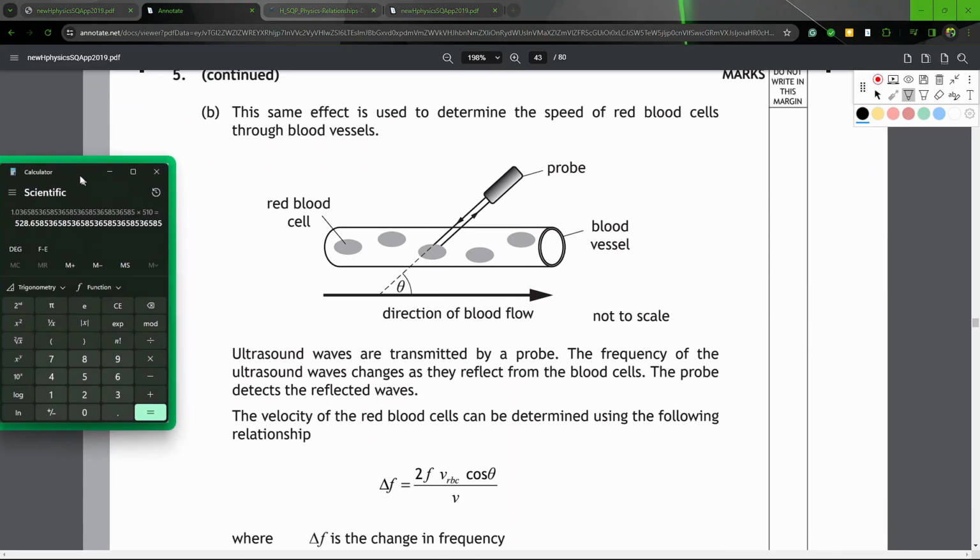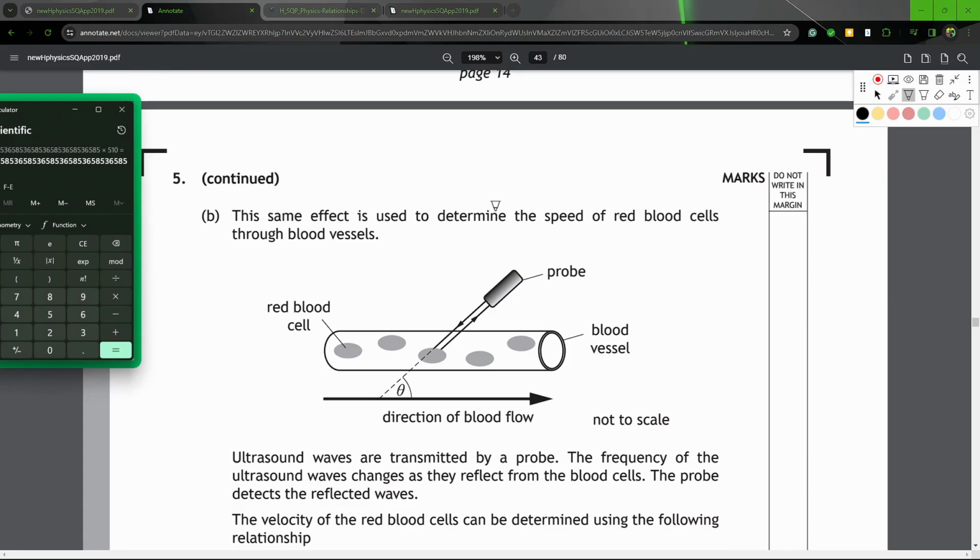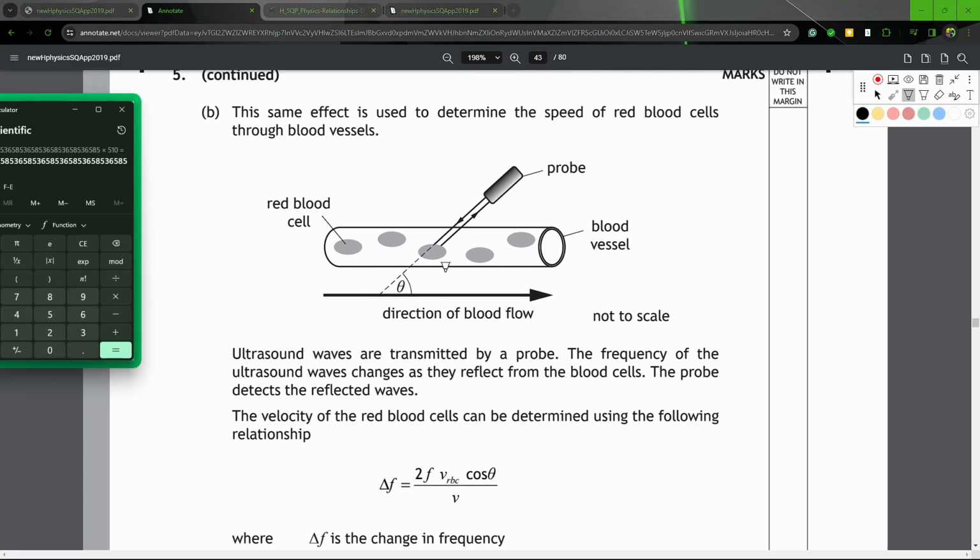Moving on to B. The same effect is used to determine the speed of red blood cells through blood vessels. So you've got this probe that's bouncing sounds off red blood cells, and theta is the angle of the probe compared to the direction of the blood flow. So ultrasound waves are transmitted. The frequency of the ultrasound waves changes as they reflect from the blood cells. The probe detects the reflected waves.